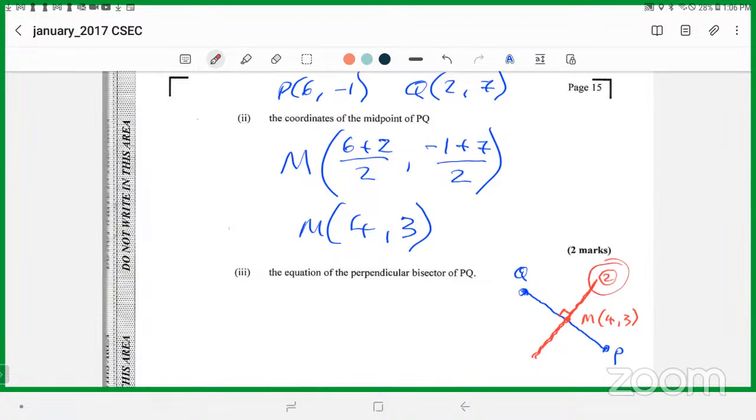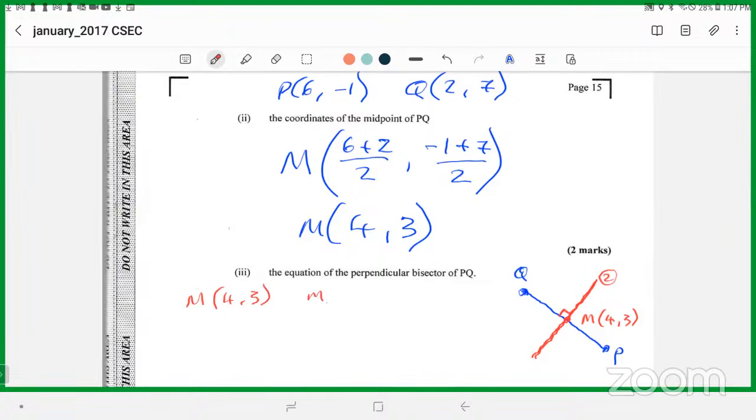Therefore, the gradient of line 2 is the negative reciprocal of the gradient of PQ. To find the equation of this red line, we need to know two things about it. We need the gradient and we need a point that it passes through. The point is there already. It passes through the midpoint, 4, 3. What we need for it now is the gradient. We're going to get the gradient of line 2 using the fact that perpendicular lines have negative reciprocal gradients. The point that we're going to use for that red line is the point M. Let's write it down. It is 4, 3.